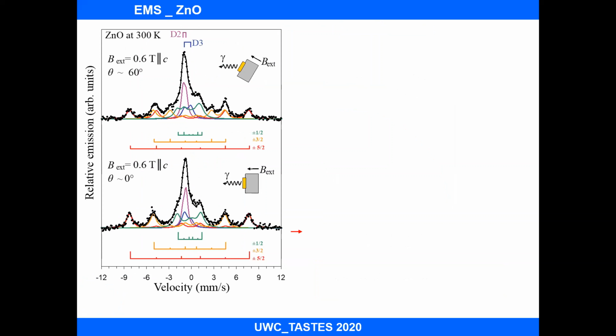We then followed this up with angle-dependent measurements in a magnetic field. The picture shows the sample, and the magnet was mounted just behind the sample, so the field was always normal to the sample. This was a measurement taken at 60 degrees in a field of 0.6 Tesla, and this was a measurement taken at 0 degrees.